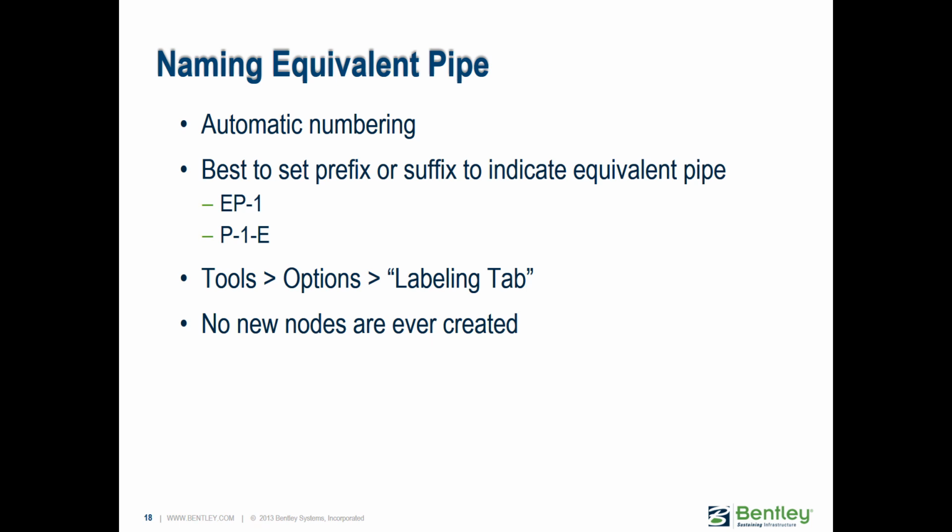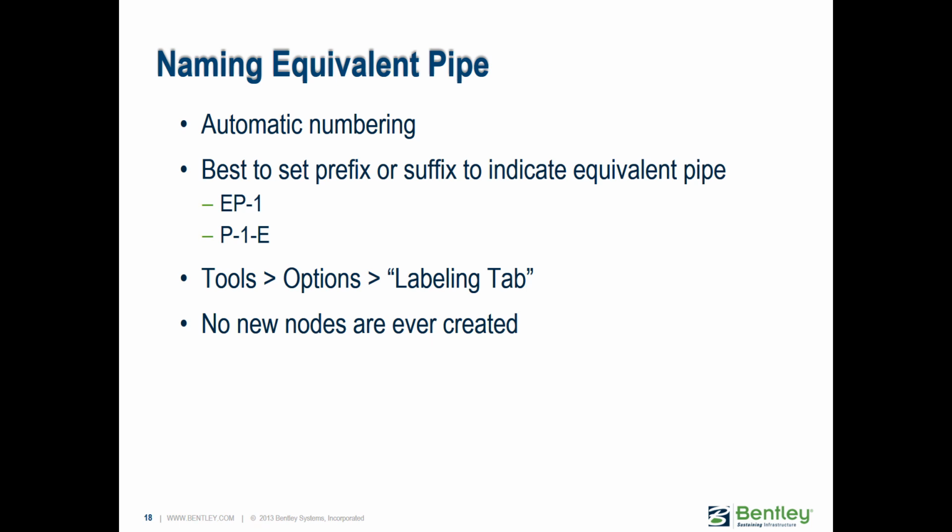So it might be helpful to set up your element labeling so that the new equivalent pipes will have their own labels. You can change the pipe prefix, for example, from P to EP for equivalent pipe, or maybe add a suffix like E for equivalent. That way you can tell which pipes are equivalent pipes versus something that was still original when you're looking through the model.